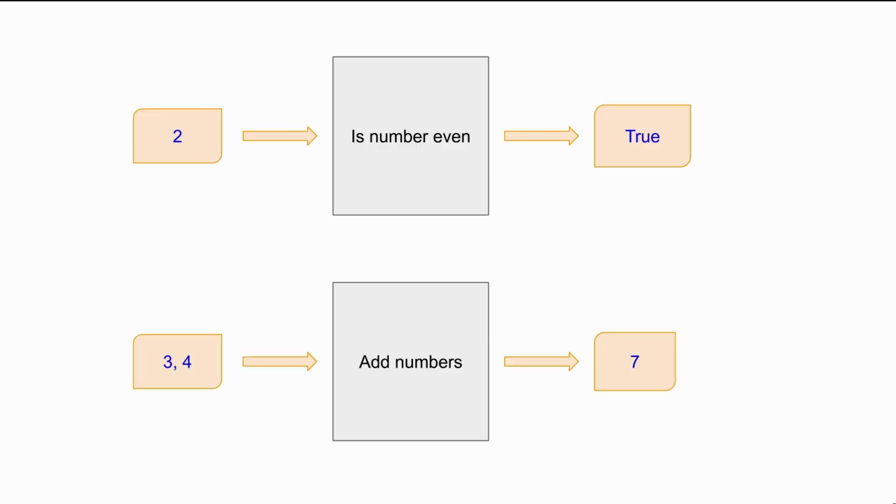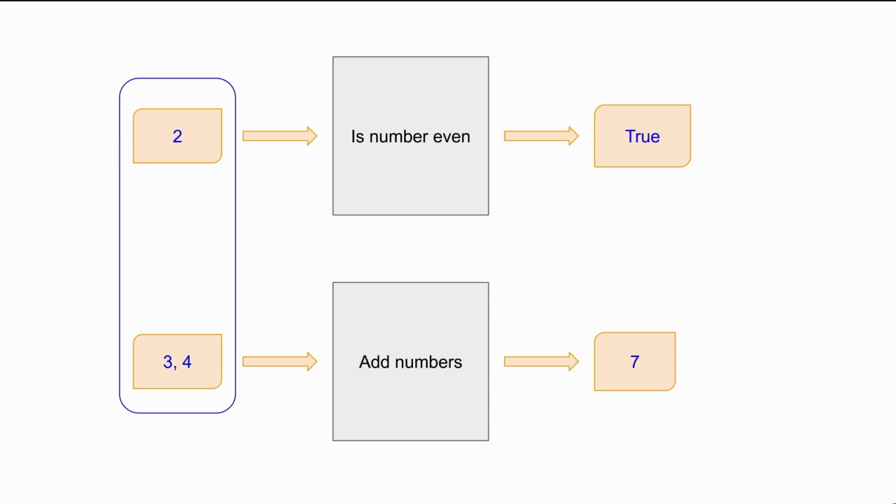We can also name our two boxes to identify what each box does. So if we want to know if a number is even, we can put it into the is number even box. And if we want to add two numbers, we can put them into the add numbers box. This is, at a very basic level, how functions work. Each different box represents a function.